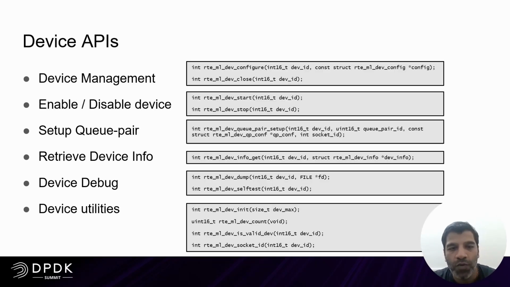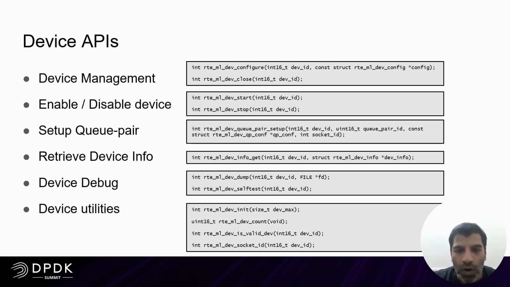The specification provides APIs for device management, enabling or disabling the device, setting up queue pairs, retrieving the device info, and then a couple of APIs for debugging purpose, and then few utility APIs to get information related to the devices. Now, the configuring stage typically includes initializing the internal resources for the device, and starting the device would enable the device to accept requests related to model and inferencing from the application.